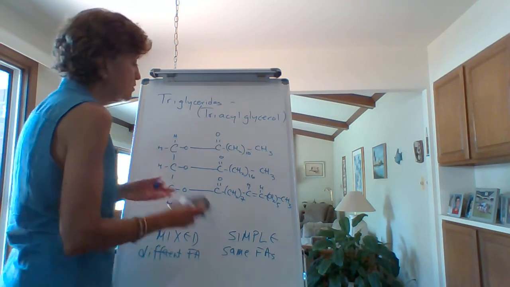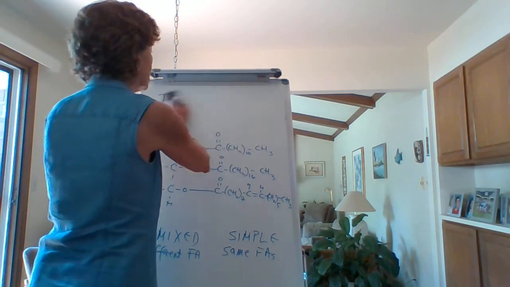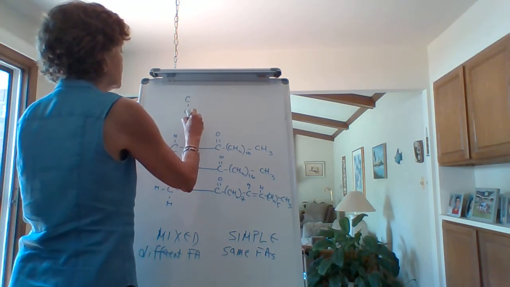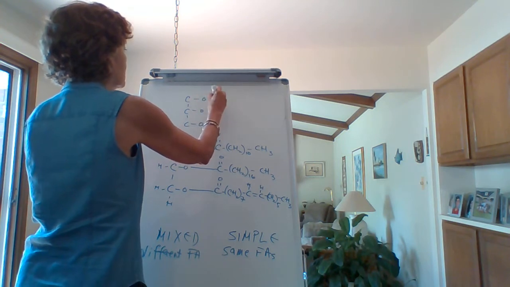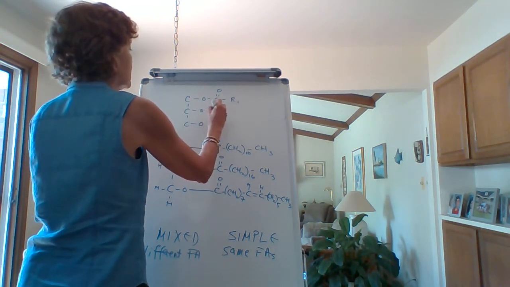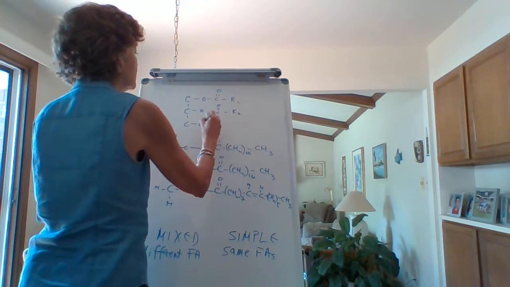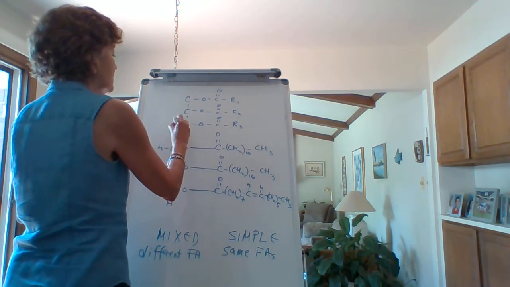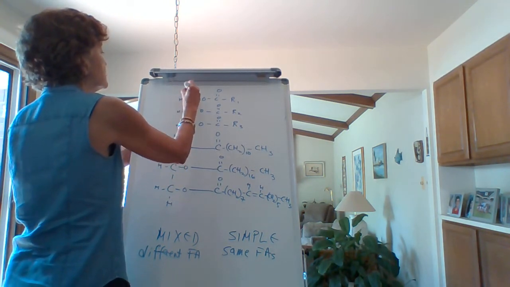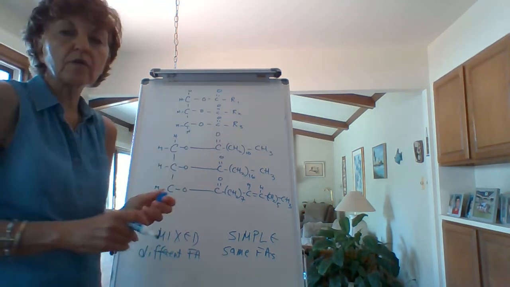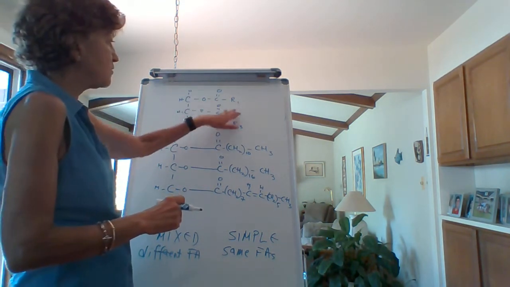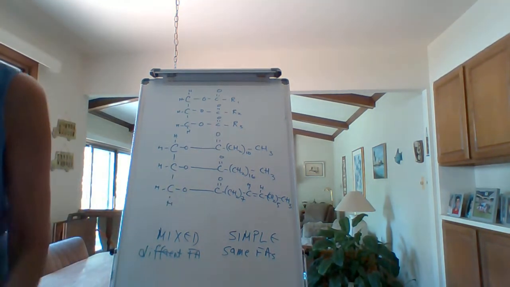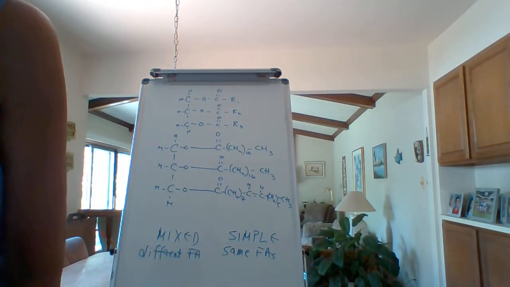So sometimes they'll draw a generic triglyceride. They'll do the 3 carbons and then carbonyl, and then they'll say R1, R2, R3. Think of it as the rest of the molecule, just generic, no details, just to show a general formula for a triglyceride, a mixed triglyceride, because the 3 R's are different. All right, good. So that covers how to draw a triglyceride.